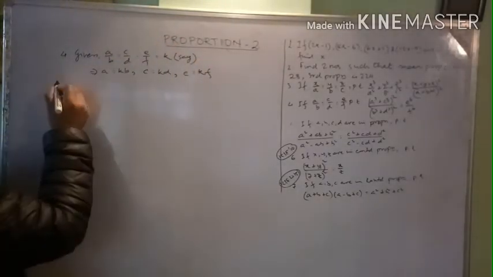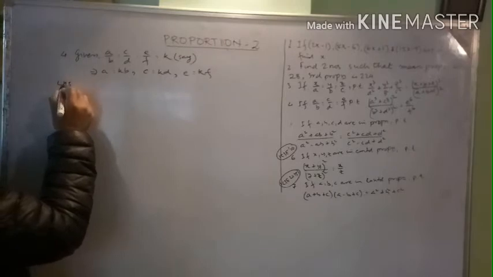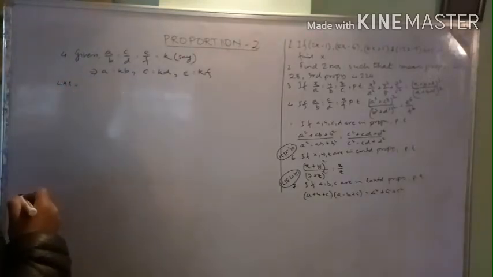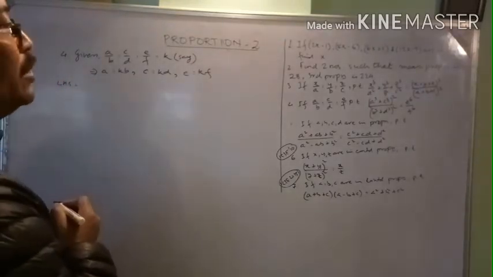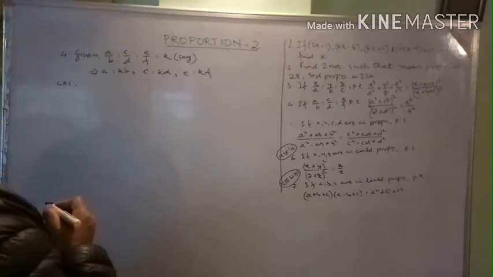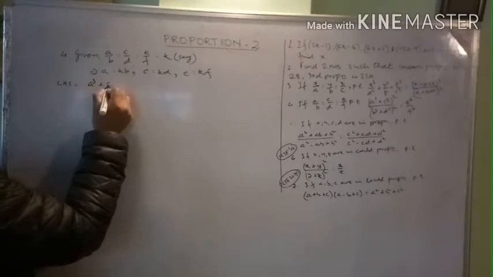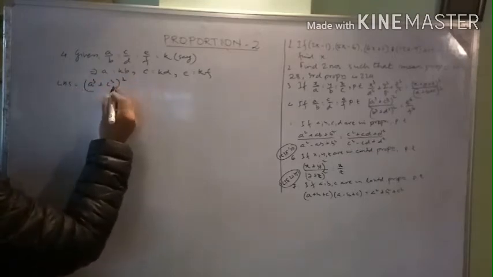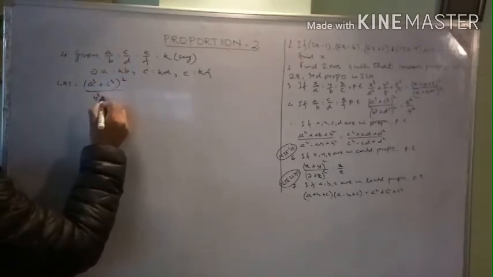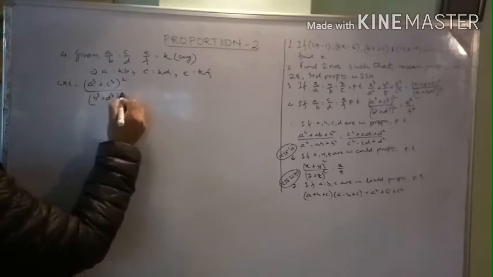Now for the same process, left hand side. LHS is equal to left hand side. We have a cube plus c cube and its whole square upon b cube plus d cube and its whole square.